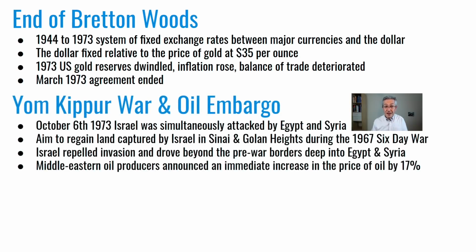The situation with inflation grew worse in the United States as the price of oil surged. That was a consequence of the Yom Kippur War, and during that war, Israel was simultaneously attacked by two countries, Egypt and Syria, which were trying to recapture land which had been taken by Israel during the 1967 Six-Day War. Now, Israel quickly repelled that invasion and pushed back deep into Egyptian and Syrian territory, but as retaliation, Middle Eastern countries raised the price of oil very sharply by 17% and imposed an oil embargo on the United States, which was heavily dependent on oil imports.